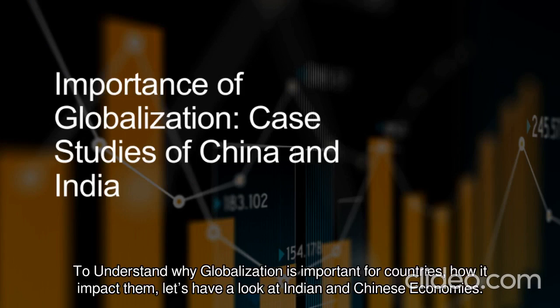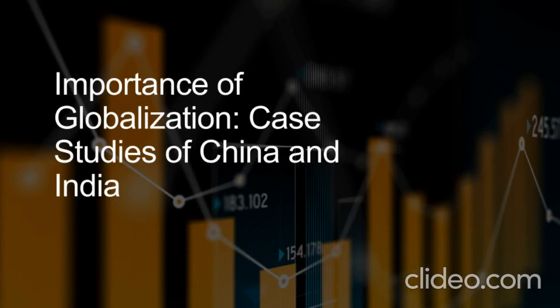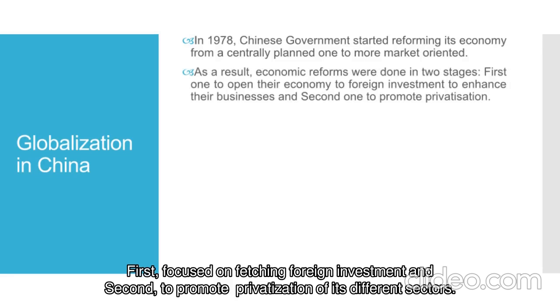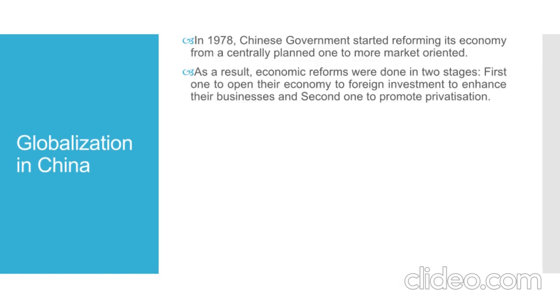To understand why globalization is important for countries and how it impacts them, let's have a look at Indian and Chinese economies. In the late 1980s, China started opening up its economy and adopted reforms in two stages. First, focused on fetching foreign investment and second, to promote privatization of its different sectors.